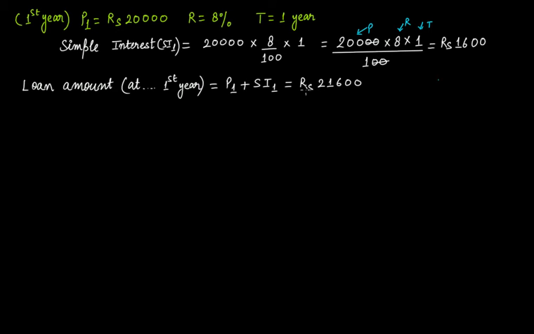Now this 21,600, that is the loan amount at the end of the first year, is actually the principal of the second year. So this is the period of the second year.